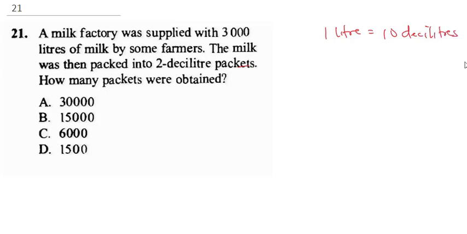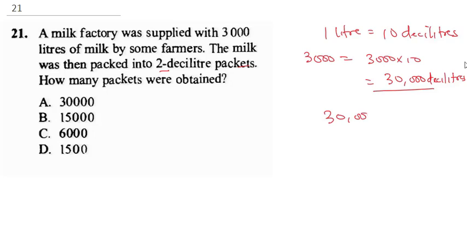Okay? So that means, let's convert 3,000 liters to deciliters. So that means 3,000 liters is going to give us 3,000 times 10. So this is going to give us 30,000 deciliters. So now we know this. So we are going to pack this 30,000 into this 2 deciliter. So for you to pack 30,000 into 2 deciliter, you're going to obtain 30,000 all divided by 2. And this is going to give you 15,000 packs. So the correct answer here is B. So I'm going to mark my B.